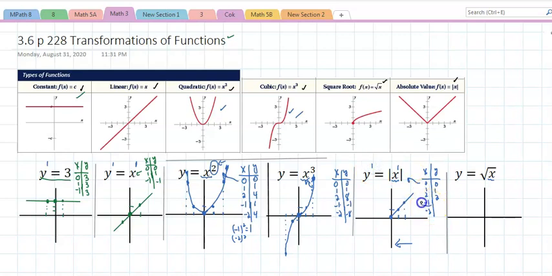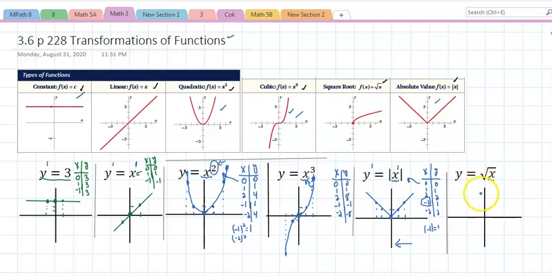What if I replace x by a negative 1? The absolute value of negative 1 is 1. Negative 2 is 2. So negative 1, 1, negative 2, 2. If I connect those with a straight edge, that's the graph of an absolute value.